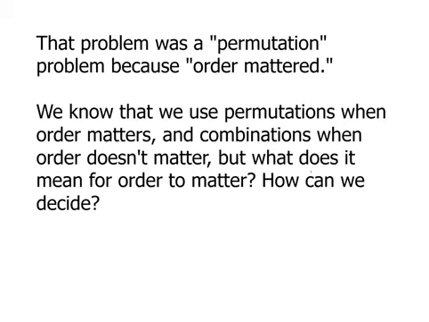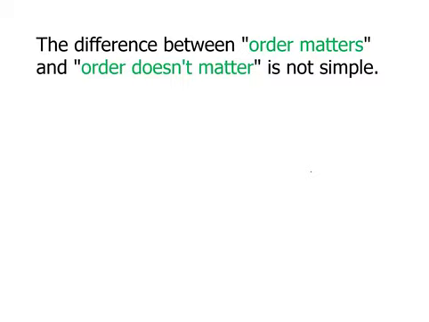We know that we use permutations when order matters and combinations when order doesn't matter, but what does it mean for order to matter? How can we decide? And the difference between order matters and order doesn't matter is not simple. There's not a clear, hard and fast rule that we can say, okay, if this is true, then order always matters. If this is true, order never matters.